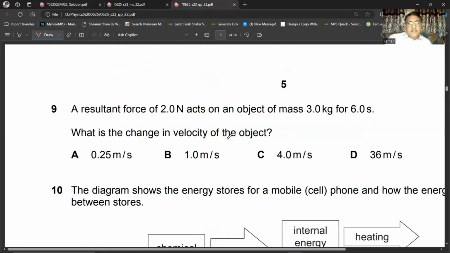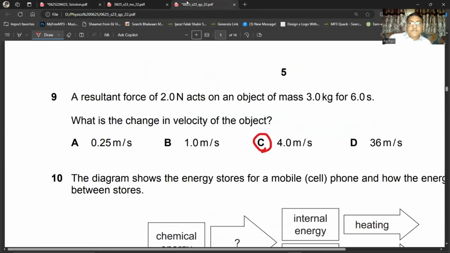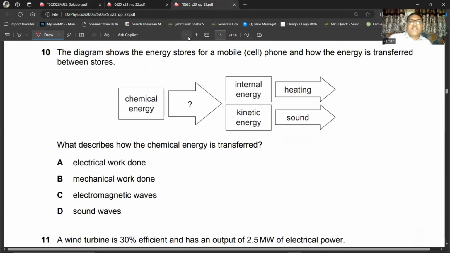Okay, 4 is the answer. We have here the answer 4, and that is C option. Question number 9, C is the right option, sir. Okay, now we are going to the next question. That is question number 10.